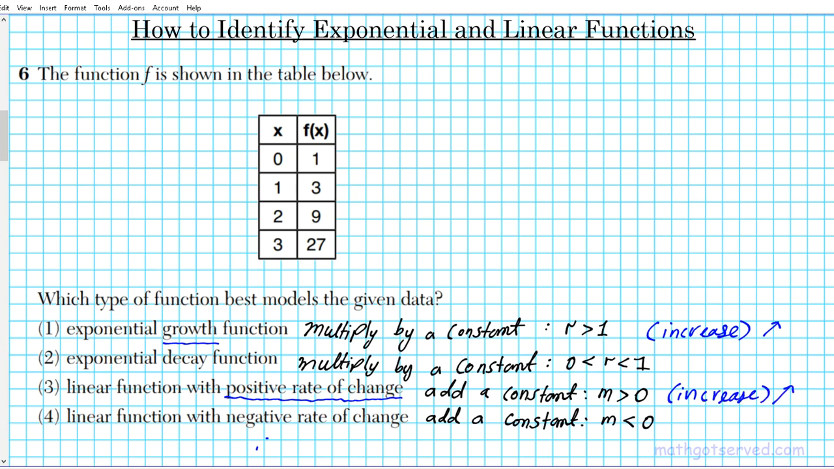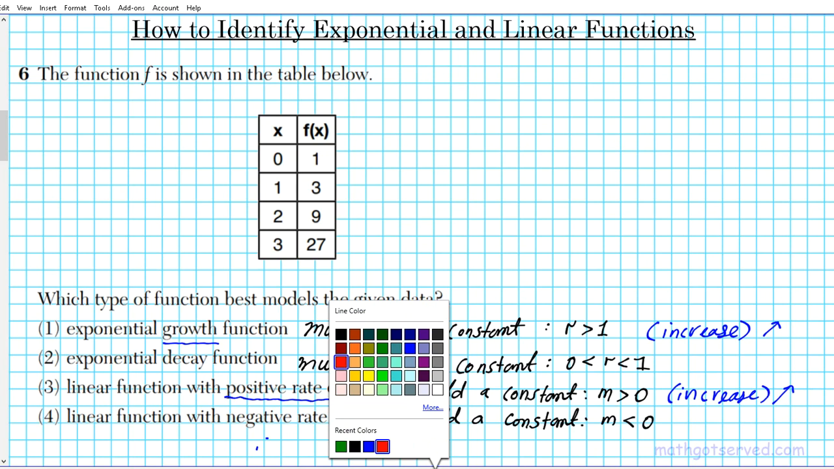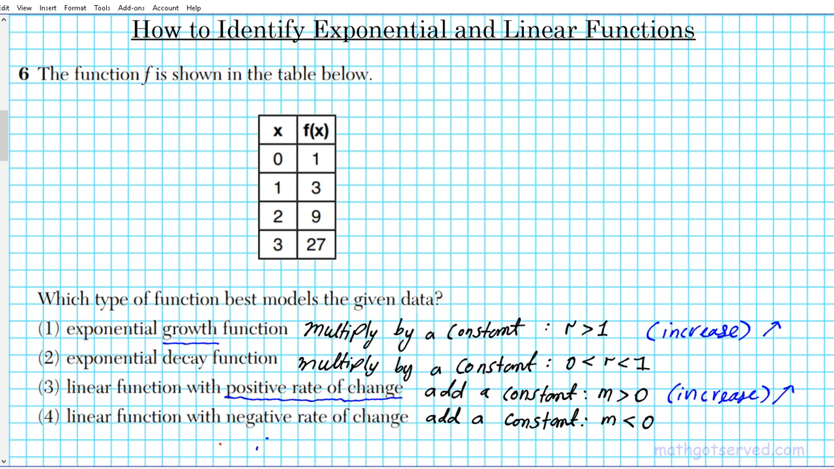Now, what about decay and negative rate of change? Decay basically indicates that the function is going to be decreasing. That's what decay does, right? The amount is going to be reducing. So decay means it's going to be decreasing. And a negative rate of change basically means you have a negative slope. What do you know about lines with negative slope? They're decreasing.